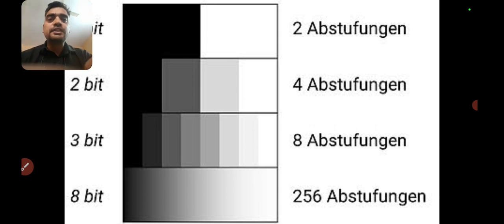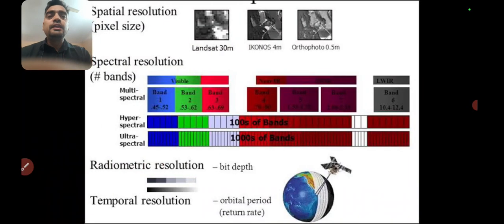In the other picture you can see the 3 bit, it will differentiate 8 shades. Or if it is 8 bit, if you increase the bit depth, it will increase the shades. It means it is the ability of the sensor to differentiate between that particular energy or that signature. So if it has more bit depth, it will have more radiometric resolution. Like if it's a green tree or a light green tree, it will differentiate them if you have more radiometric resolution.